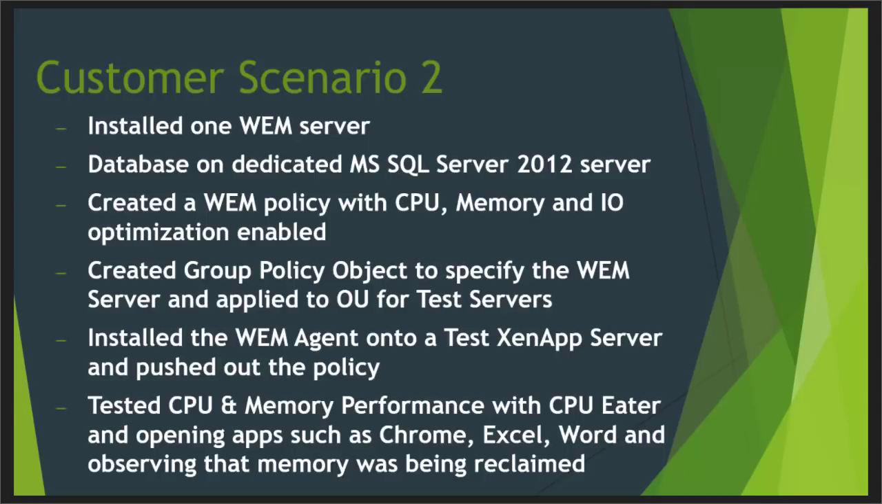I installed the WEM agent on the test XenApp server, pushed out the policy, and then checked the test server to make sure it had the right WEM policy. I then used tools such as CPU Eater and CPU Stress to check that CPU optimization was working. I then started applications like Chrome to load websites in multiple tabs, Excel spreadsheets, and Word documents. Once they were open, I recorded the amount of memory being used and then checked them after 5 minutes of being idle. All applications showed that memory was being reclaimed.